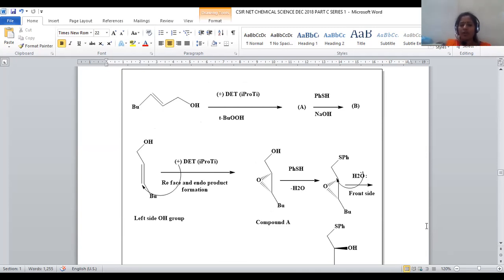This will be the compound we are expecting. Next, it is treated with PhSH, which is a thiophenol. When thiophenol is treated, what happens? It is a kind of nucleophilic substitution. Now, the hydroxy group got replaced with PhS.